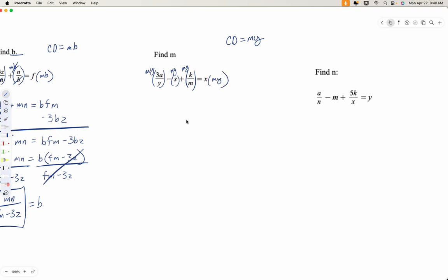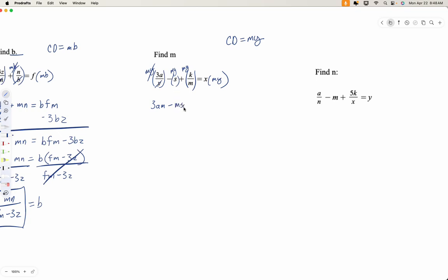Now we cancel out what is, if you multiply and divide by the same number, they cancel each other out, right? So we cancel them out. So we have 3am here. This doesn't have a denominator, so it's straight multiplication.